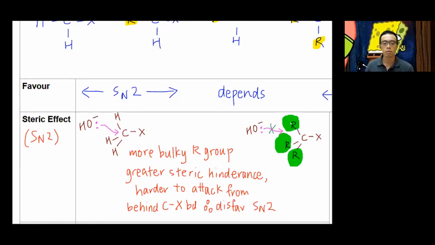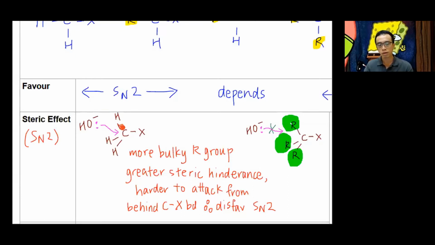Of course, how good I am at blocking depends on how big my size is, correct? The bigger I am, the more space I take up around the reactive species, and the more effective a shield I am to block the entry of my incoming group. So basically, that's the idea of steric effect. We use it to target the SN2 mechanism, because SN2 is the backdoor attack. When the OH minus comes in through the backdoor, you notice the 3 groups are pointing towards the incoming nucleophile, so they act as a barrier to block its entry.